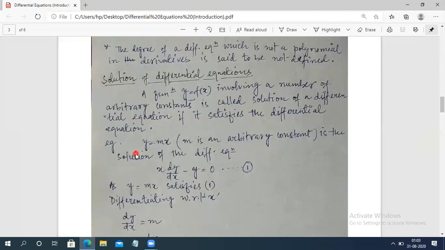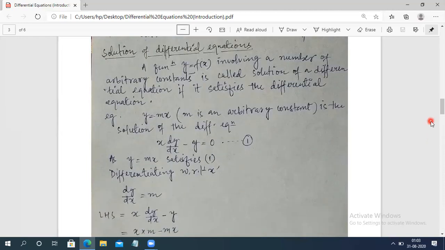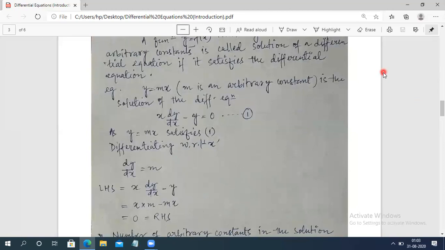Now for example, suppose y equal to mx is the solution of the differential equation x dy by dx minus y equal to 0. That means this function of x containing the arbitrary constant m is the solution of this differential equation. Now let us check whether this is the solution or not. If it is a solution, then this differential equation must be satisfied by the function y equal to mx.